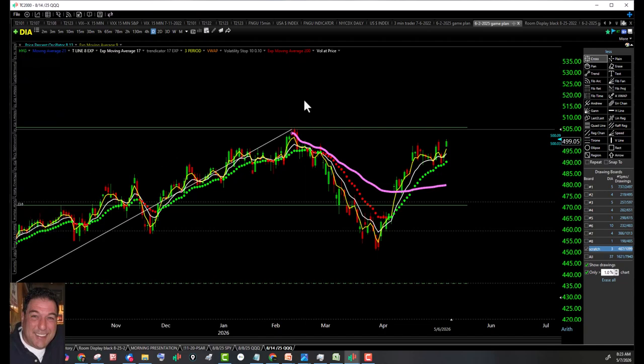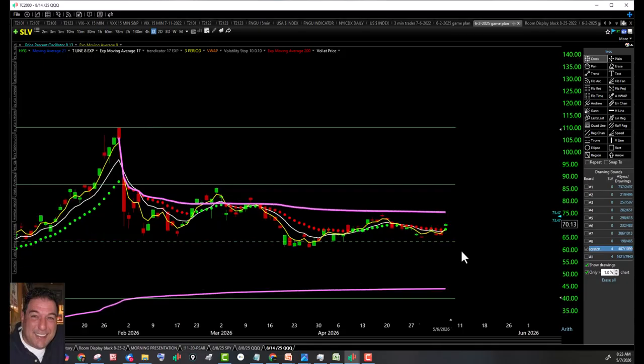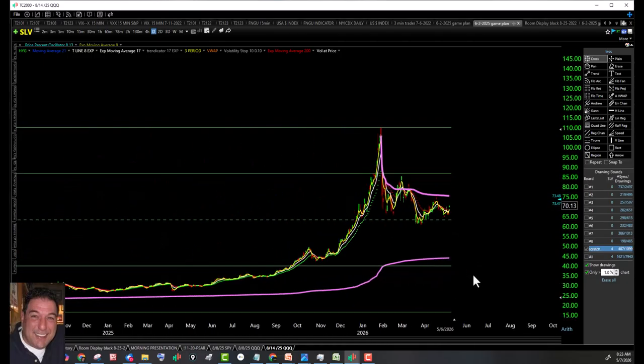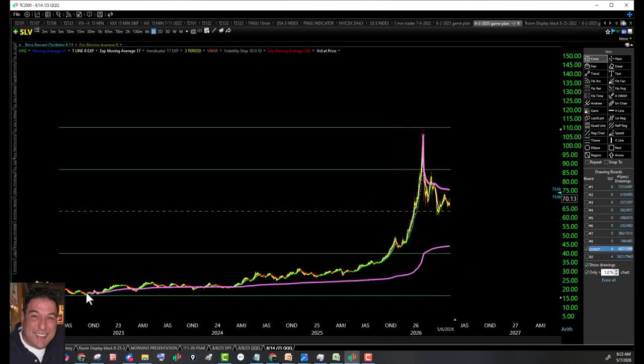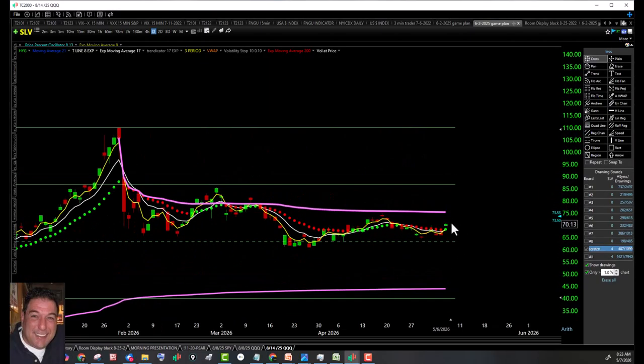Let's take a look at silver and gold. Okay, so here's silver. Silver is in the middle of quadrant 3. I'll pan out so you can see it. Here's the origin of the move back here in 2022. That's the all-time high. Silver, you can see in the middle of quadrant 3 here. So that's going to be neutral.